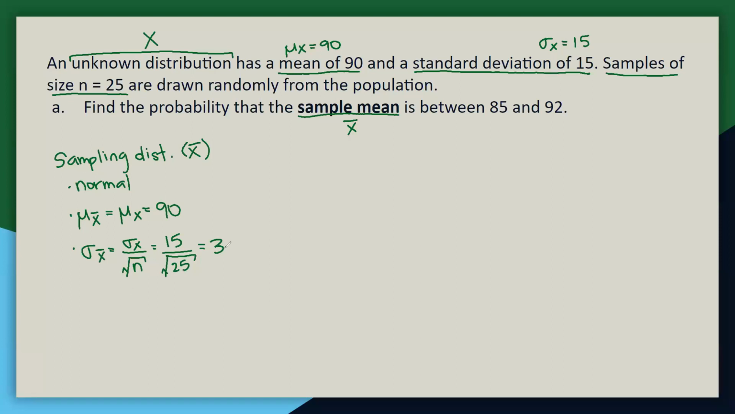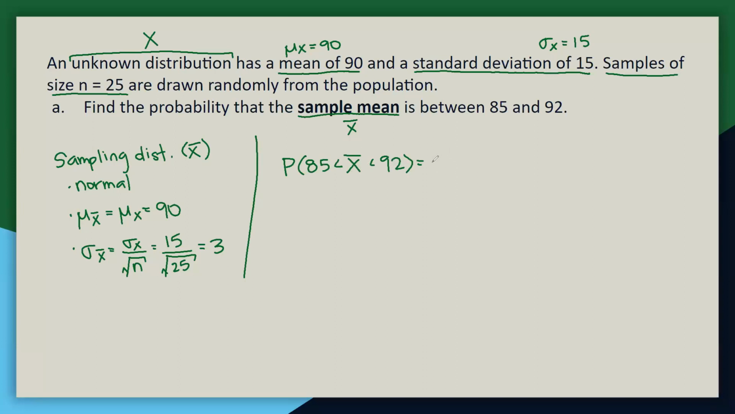Once I've made that list, I know I have a normal distribution. I know what my mean and standard deviation are. This looks exactly like the problems from chapter 6. We're finding the probability for a normal distribution, and I want to find the probability that I'm between 85 and 92. In between, the variable I'm now looking at is x bars instead of x's. So I need to make sure I'm using that appropriate notation. Sampling distribution, my variable is x bar.